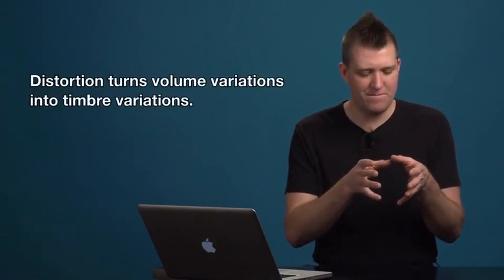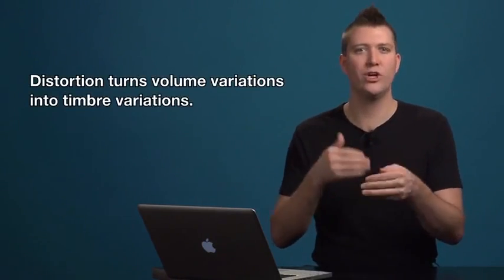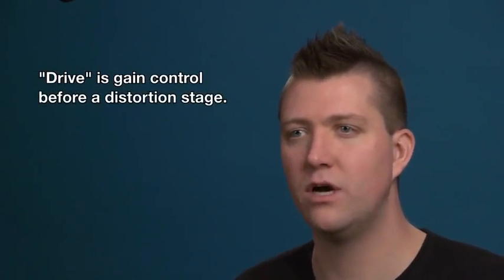But what actually happens when we hit that point of distortion, that kind of threshold of distortion, that amplitude at which the device starts acting in a strange way? We find that as we start pushing more and more level into that threshold of distortion, we start getting more and more high end. In fact, we can consider it that volume variations actually turn into timbre variations when going through some kind of distortion stage. And we hear this term gain or drive. And drive is just a gain stage before one of these nonlinear places.